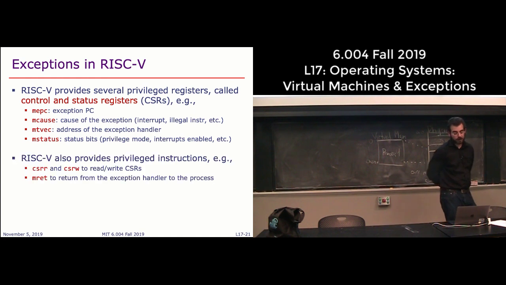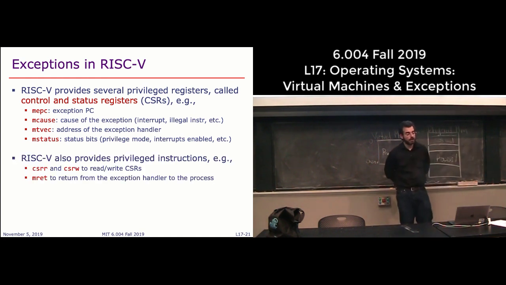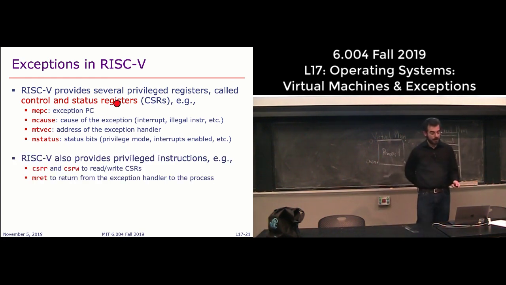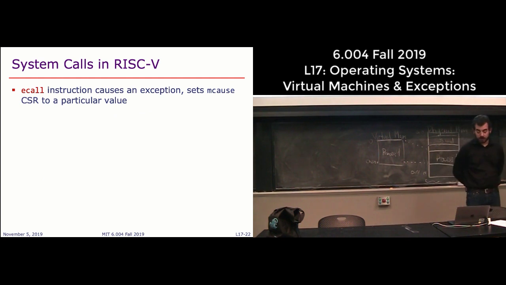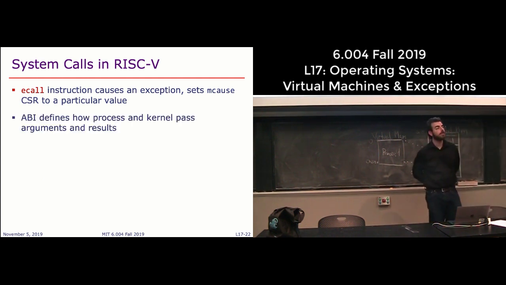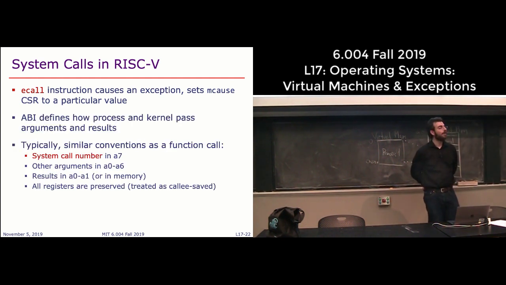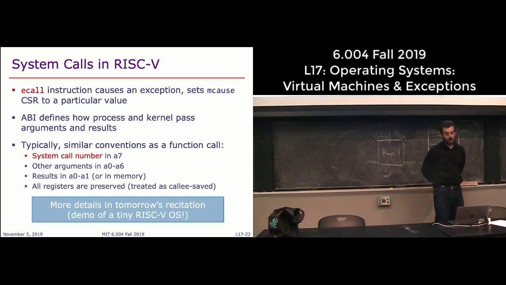Okay, how do exceptions happen in RISC-V? We're not going to go into the details in this lecture. As I mentioned, there are several privileged registers, which we call CSRs. There are privileged instructions to access those registers, and there's the ecall instruction for system calls. And you'll see all of this in detail tomorrow in recitation, which will be a demo of a tiny RISC-V operating system.